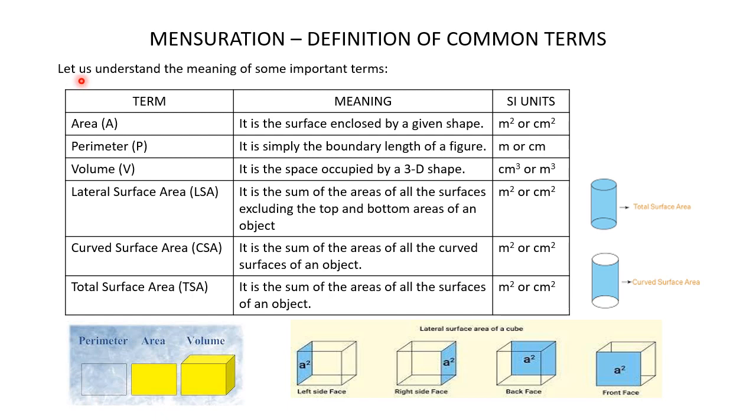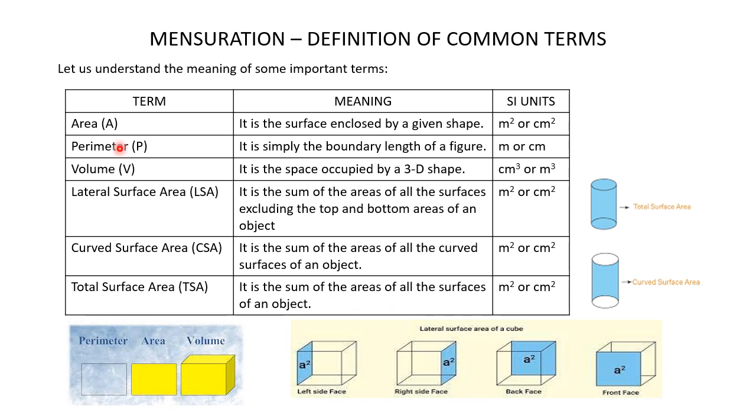Let's now understand the meaning of some important terms used in mensuration. Area. Area is the surface enclosed by a given shape, and the SI units for area are meter squared or centimeter squared. Look at the diagram here. Here area is indicated by the yellow color. As you can see, it is the surface enclosed by the rectangle. So here area is represented in yellow color.